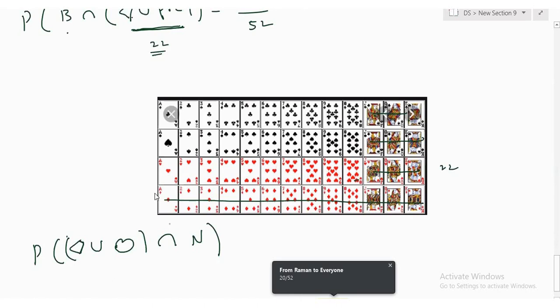What is this? First look at this big set. How many are there? This entire thing, guys. This as well as this. 26. Intersection with the numbers. How many are there? Easy, right?